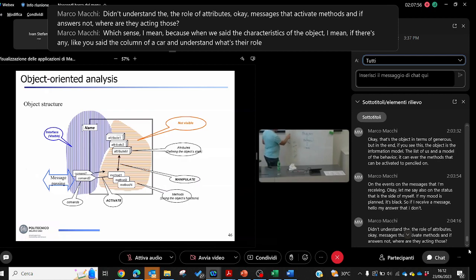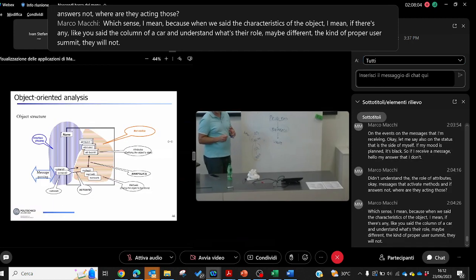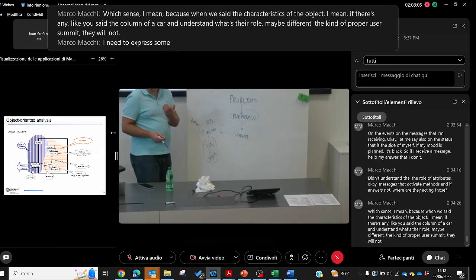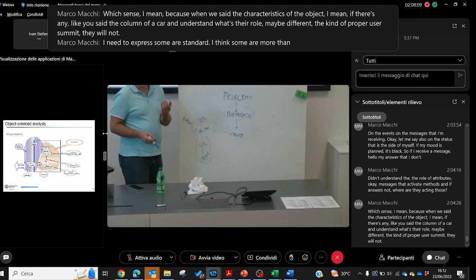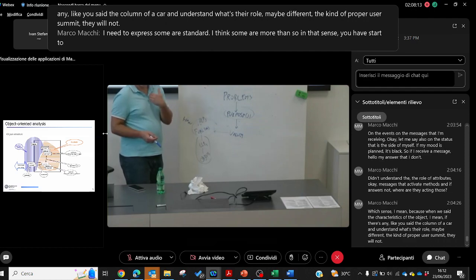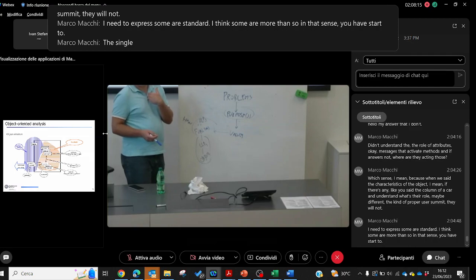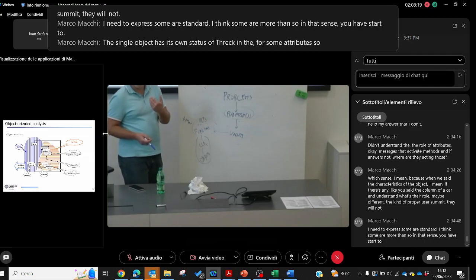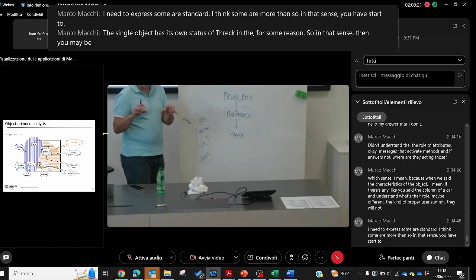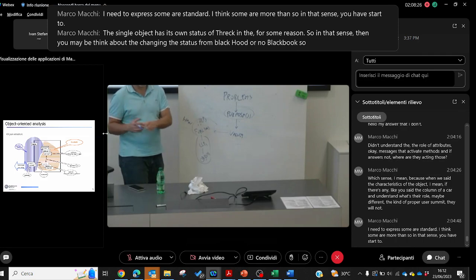The attributes may have different kinds of properties. Some are static attributes, some are more dynamic. So in that sense, you have status that is changing. The single object has its own status tracked through some attributes. So in that sense, you may think about changing the status from black mood or no black mood. So it enters in the answer part.